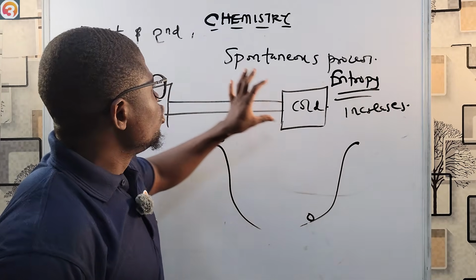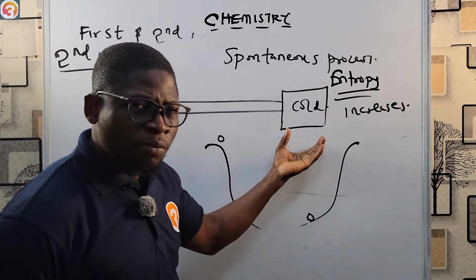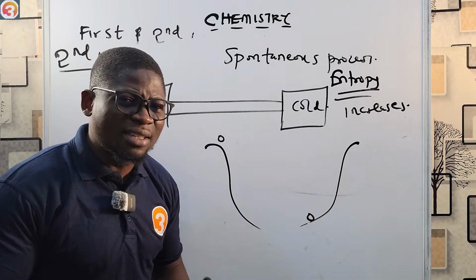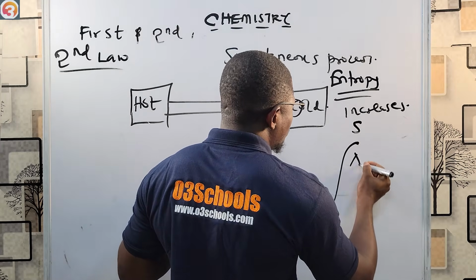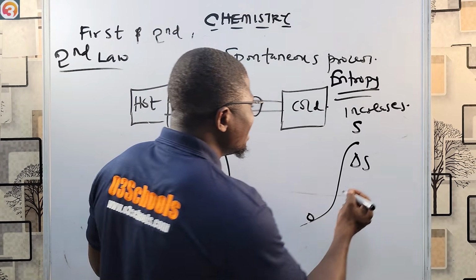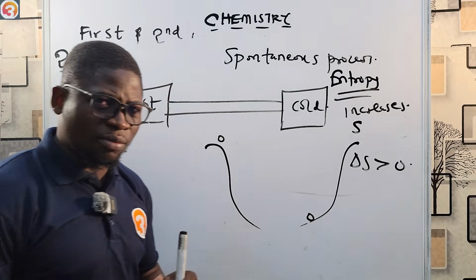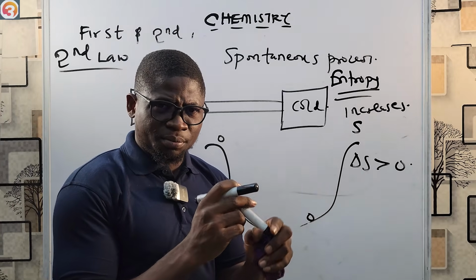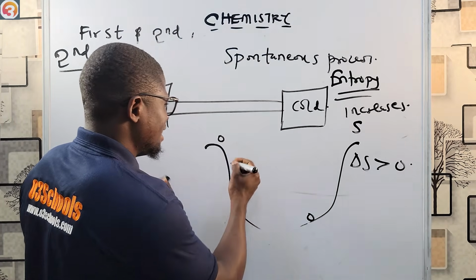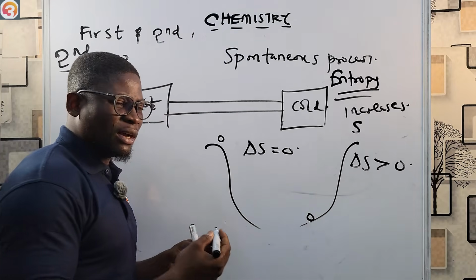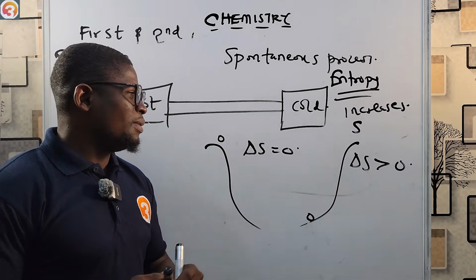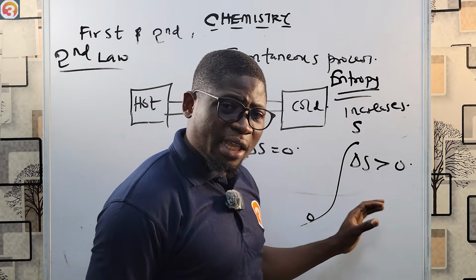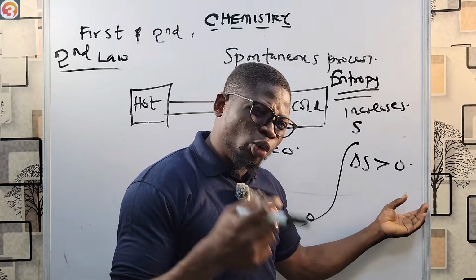So we are saying that as heat flows from hot to cold, it's a spontaneous process, and the entropy increases. If the entropy is increasing, we call entropy S, so delta S will definitely be greater than 0. It will not be 0; it has to be greater than 0. Now for an ideal condition, the best that can happen is that delta S will be equal to 0. Delta S cannot be less than 0 for an ideal condition; it can only be 0. But for natural processes, delta S is always greater than 0.